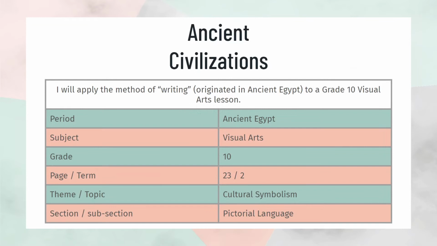This visual arts lesson will incorporate methods of writing that originated in ancient Egypt. Here, students will explore different symbols and signs and what they culturally and personally represent. By exploring ancient hieroglyphics, the students can better understand how visual literacy can be used to convey a language and how symbols could possibly represent meaning or context.